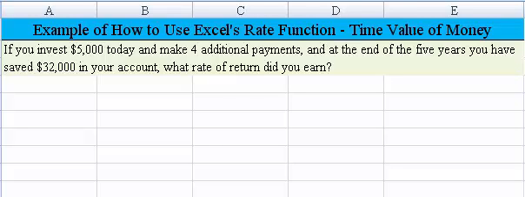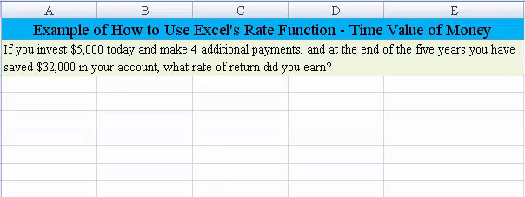Okay, let's take a look at this quick illustration of how you could use Excel's rate function to solve this particular type of time value of money problem. And the problem says if you invest $5,000 today and make 4 additional payments, and at the end of 5 years from now you have saved $32,000 in your account, what rate of return did you earn?